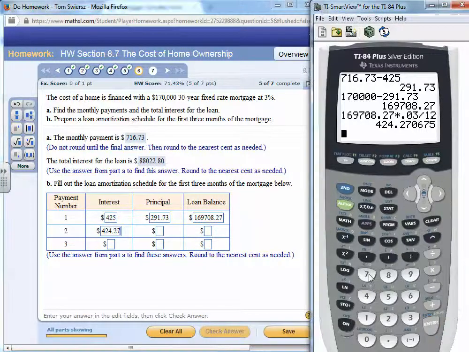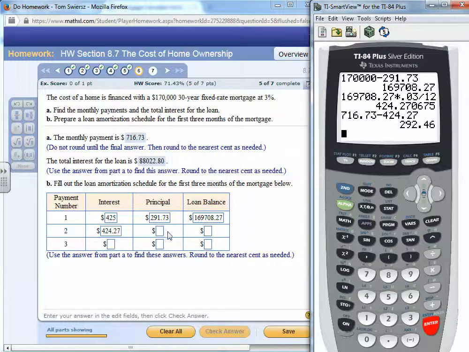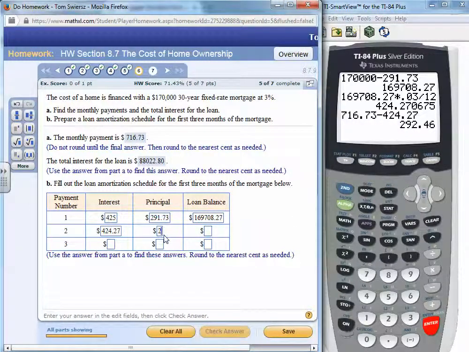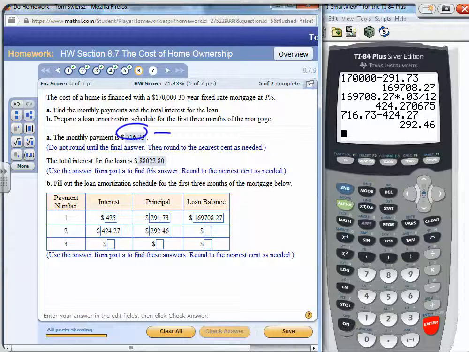So remember, 716.73, the monthly payment from Part A, minus the interest, 424.27, leaves us with now $292.46. There's the amount of interest. Again, what we did was subtract the interest, 424.27, from 716.73, and that left us with the amount towards principal.